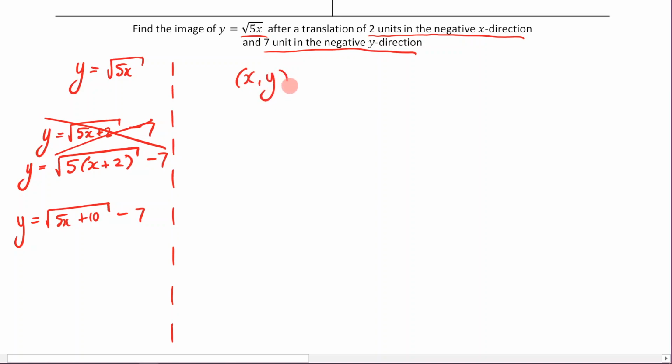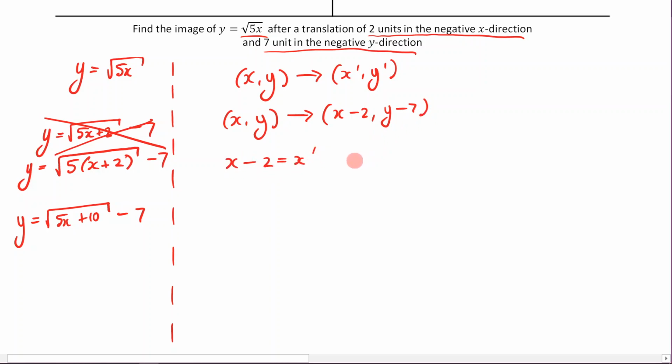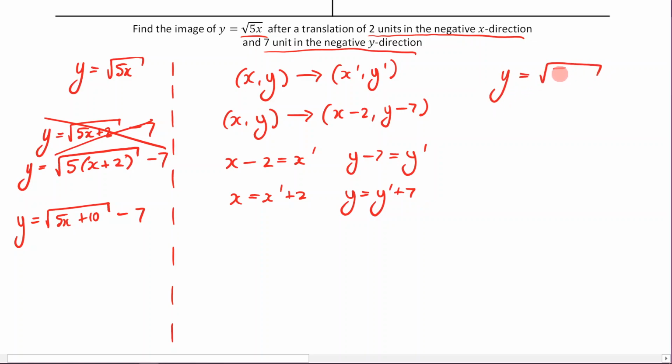So we've got this, this, this. So we're doing the long procedural method here. I know that my x dash is going to be x minus 2. My y dash is going to be y minus 7. I then create my equations. Then I solve them for x and y. Then I take my original graph that I've been given. And into the y spot, I substitute this. Into the x spot, I substitute this.